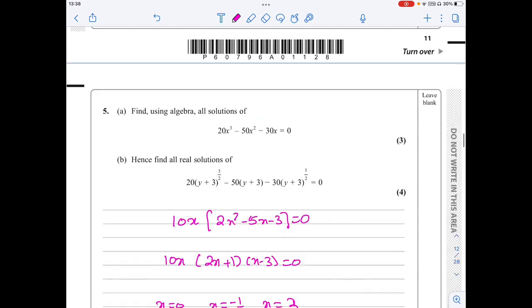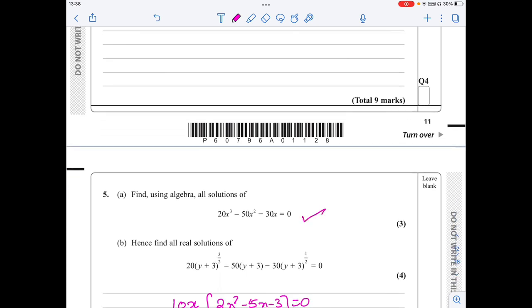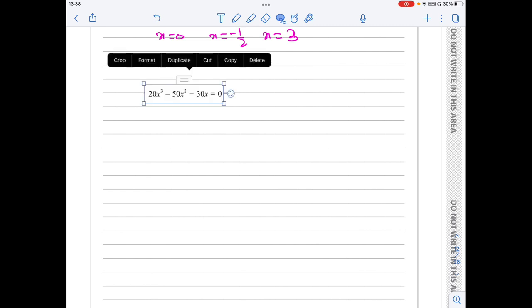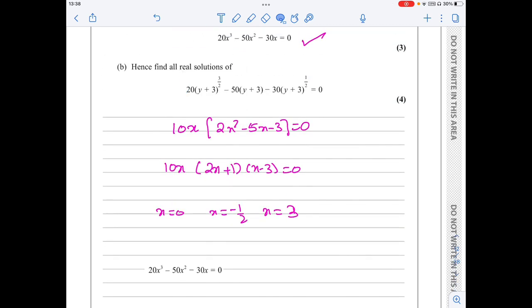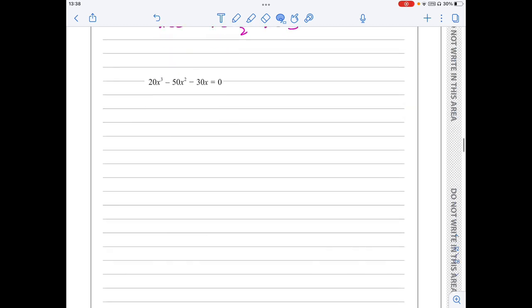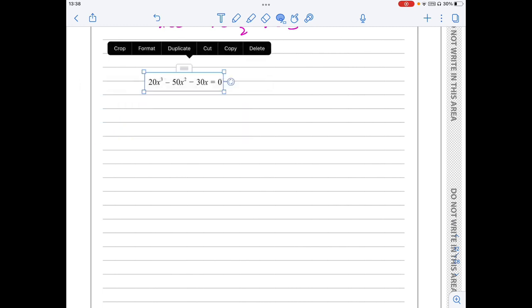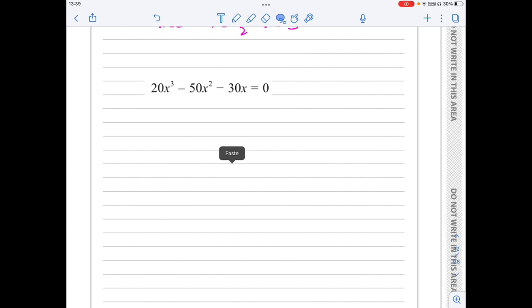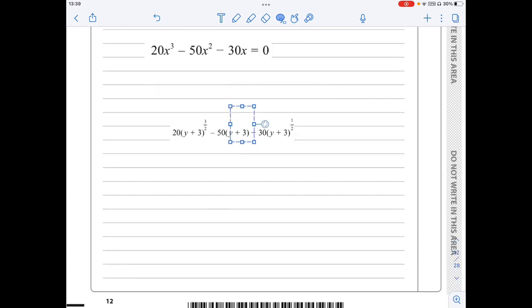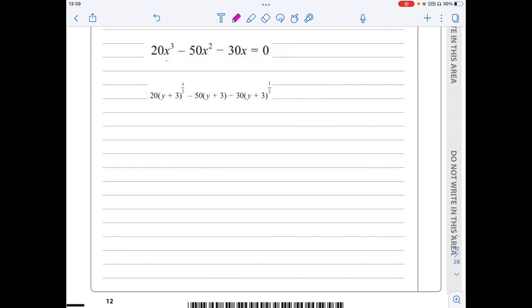Now once I get the values of x, what is being asked? Solve. We have found that. Find the real solution of this one. What is that? First we copy the main question, then copy the second part of the question. So you can see the difference between those two. What is happening over there is, x is being replaced with y plus 3. X is replaced with y plus 3.